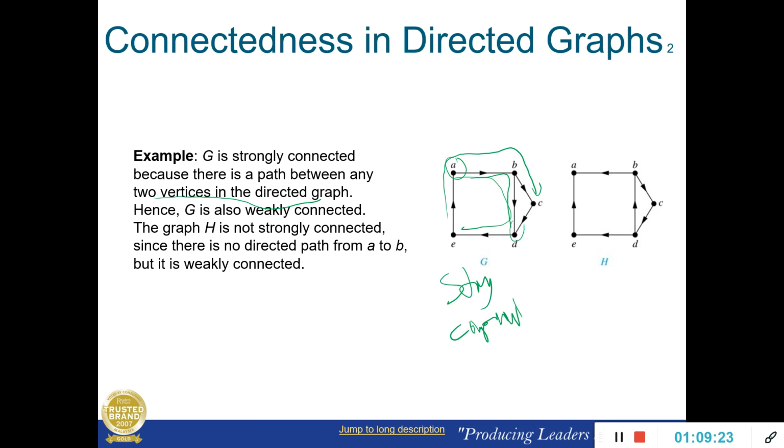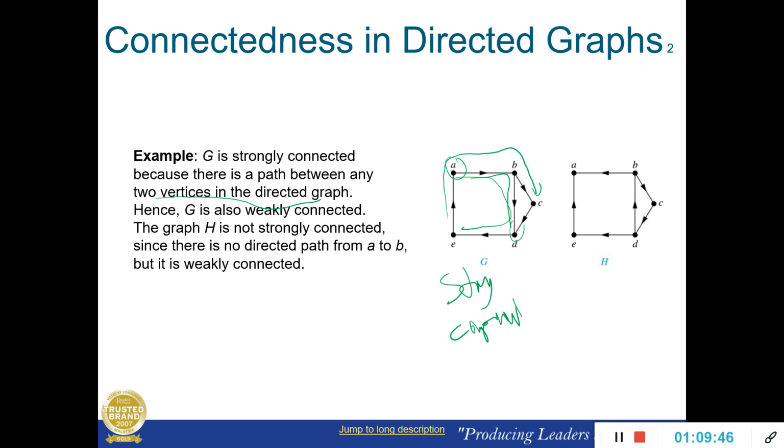G is strongly connected because there is a path between any two vertices in a directed graph. Hence, G is also weakly connected. The graph H is not strongly connected since there is no directed path, but it's weakly connected. So if G is strongly connected, G also is weakly connected. I know it's confusing, but this is a definition from the textbook. If G is strongly connected, it also can be weakly connected.